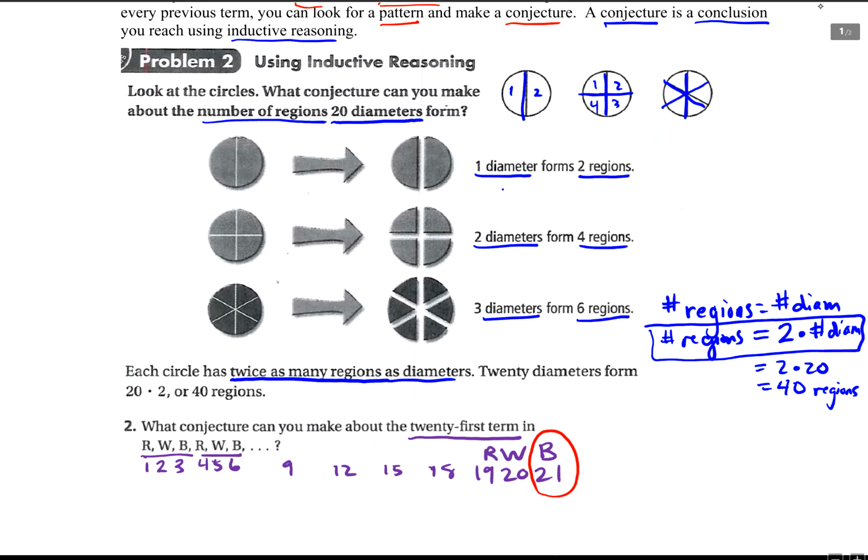Okay, what conjecture can you make about the 21st term? And we see that we have RWB, RWB. Hopefully you realized that these are in sets of 3. And so we are looking for 21. We know that 21 is a multiple of 3. So if we look at, we know the 3rd, 6th, 9th, 12th, 15th, 18th, and the 21st term, we know that 19, 20, 21 is going to go RWB, and so the 21st term is going to be B. Okay, good.